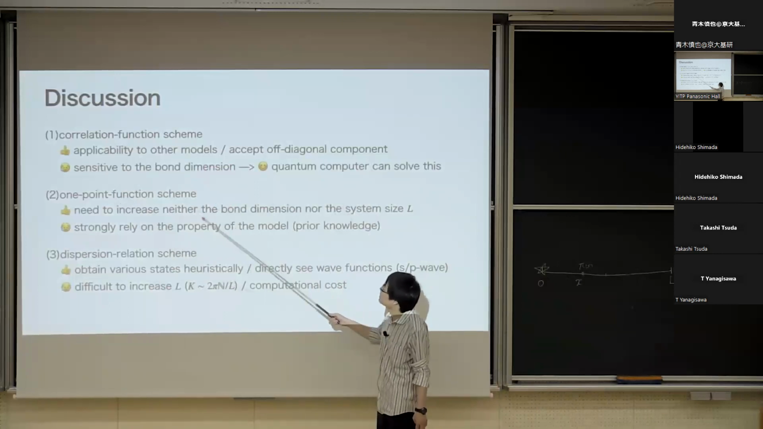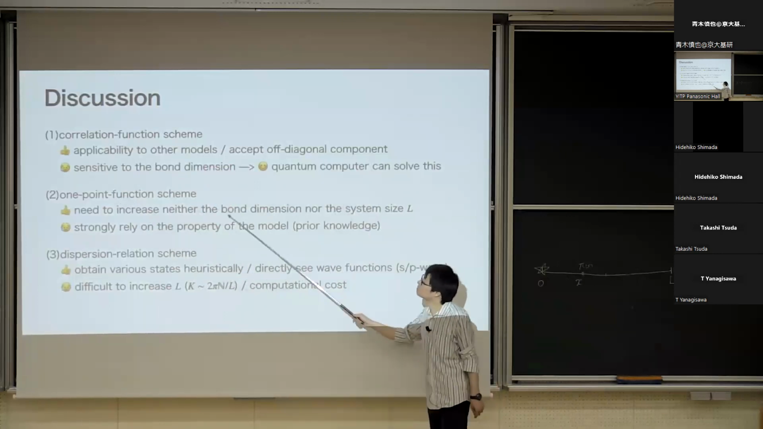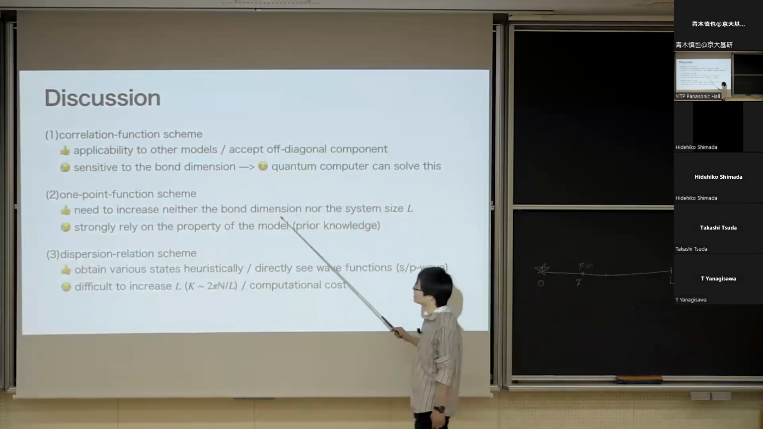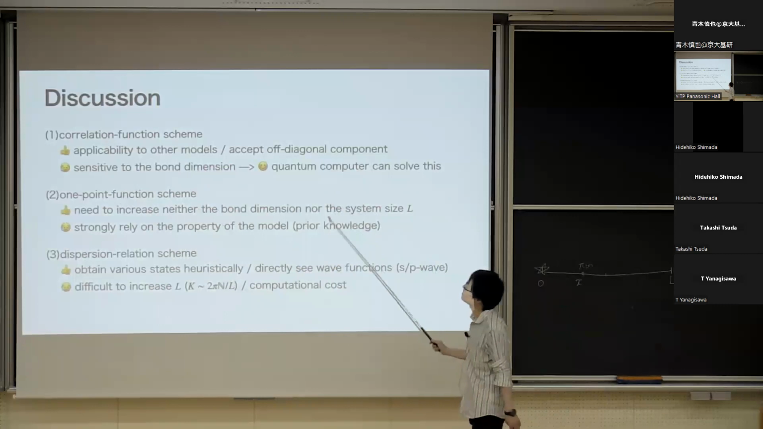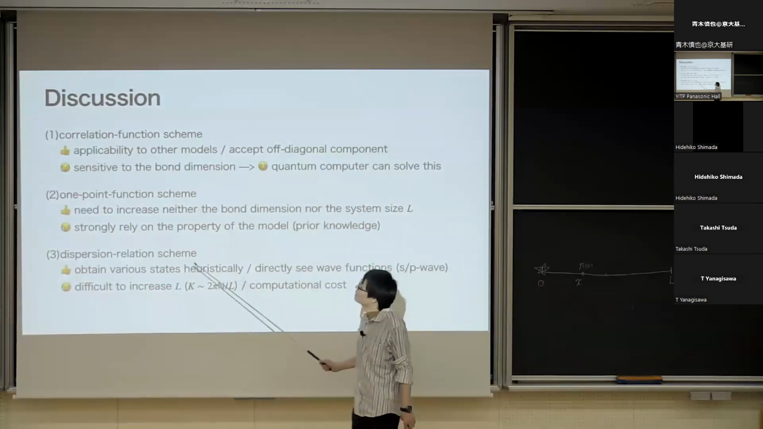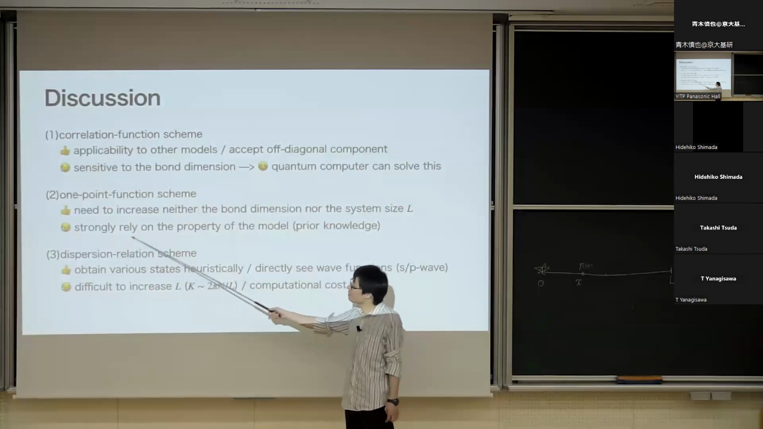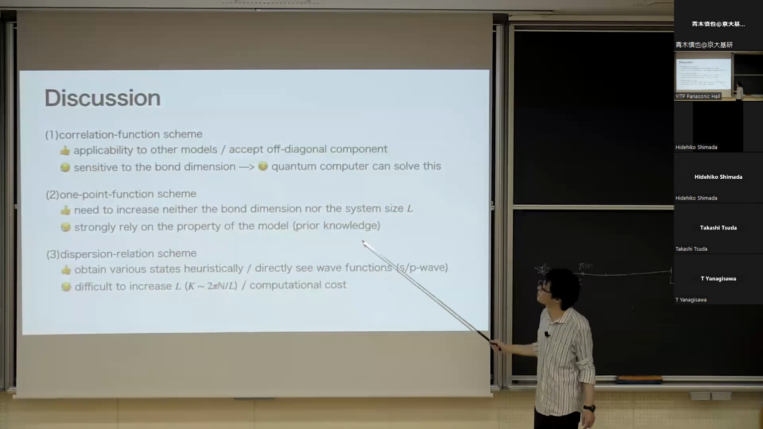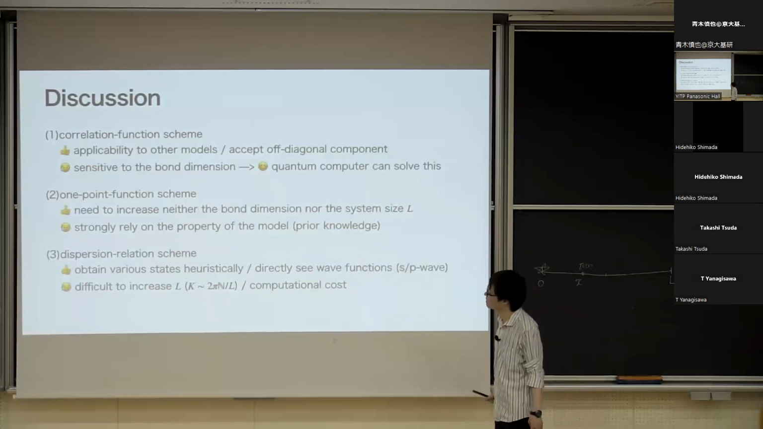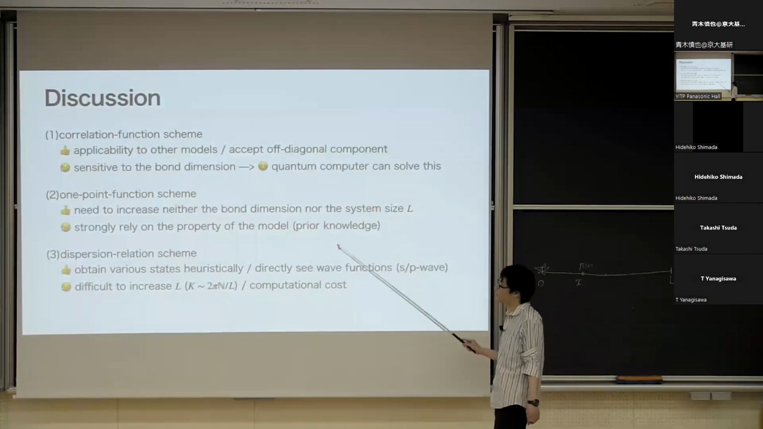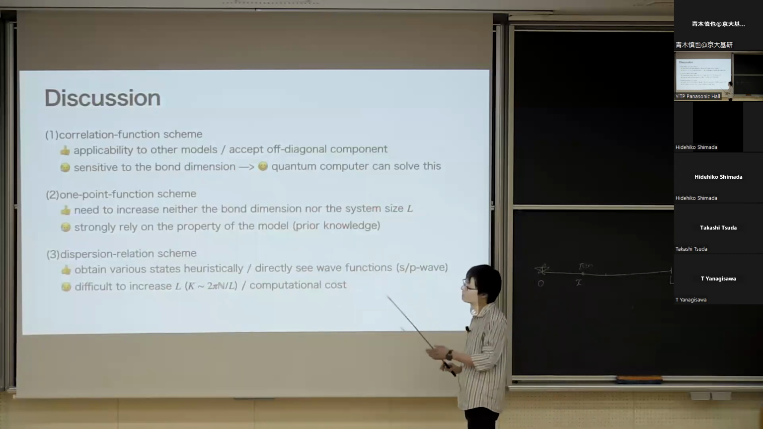Okay, next, the one-point function scheme. In this scheme, we need to increase neither the bond dimension nor the system size. So in that sense, it's a very economical method. It's very low computational cost. But this method strongly relies on the property of the model. I mean, we need some prior knowledge about the model. So in that sense, maybe we cannot apply this method at any time.